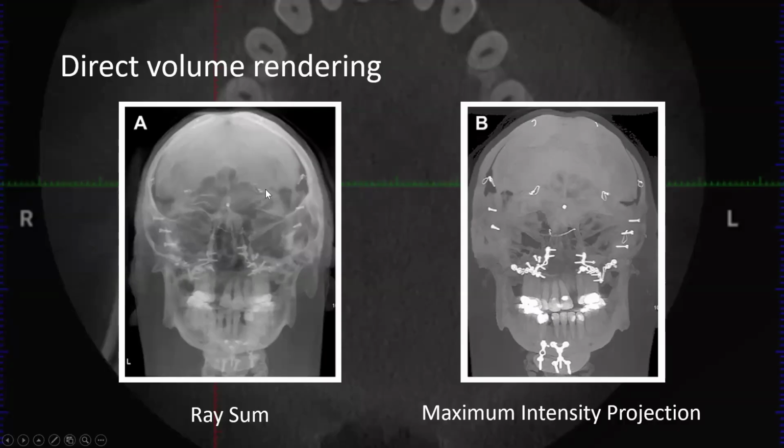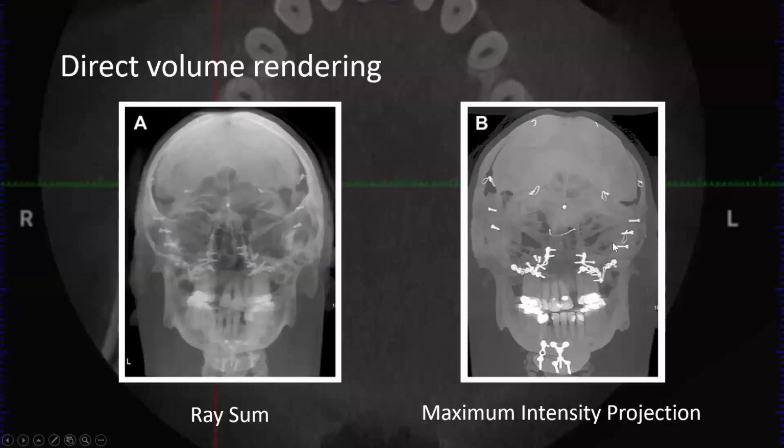You can make it look like a lateral ceph or anywhere in between. So ray sum, or you could call it ray averaging, because whether you sum it or average it, it's going to give you the same result, which is the average gray value of all the voxels, all the different points through that line extending through there. And compare that with MIP, maximal intensity projection, where instead of giving you the sum or average, it gives you the maximum. And what that does is it makes dense objects really stand out.